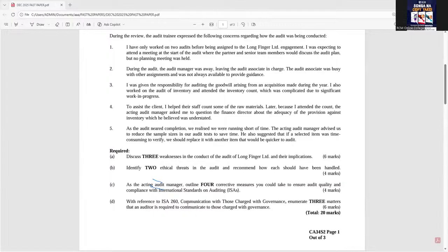With reference to ISA 216, communication with those charged with governance, enumerate 3 matters that an auditor is required to communicate to those charged with governance. So an audit engagement is an example of an assurance engagement. One of the elements of an assurance engagement is that it is a 3-party relationship.